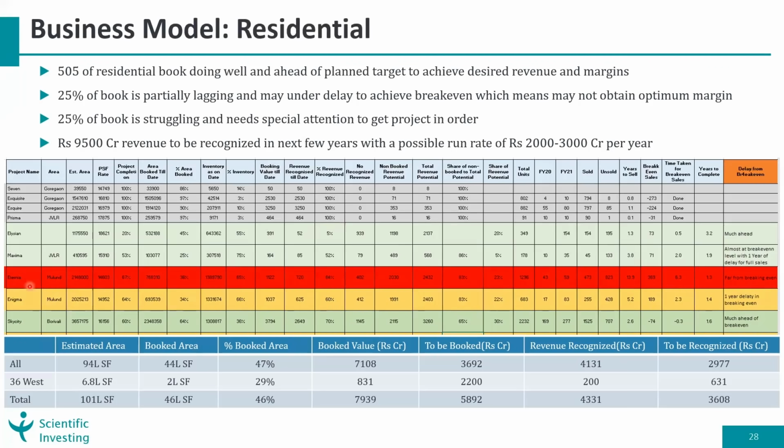They came into Mulund with these two projects. These are mid-sized projects, I think between 2 to 4 crores. These are 3 and 4 BHK apartments. They have not done well. They are really struggling, and this is something which really needs to be monitored.